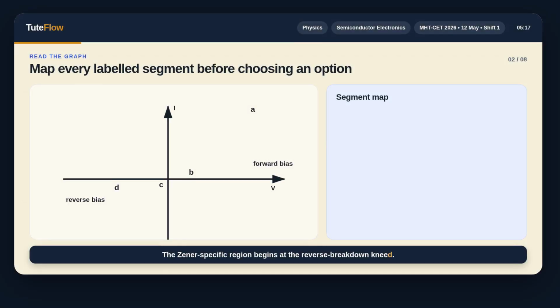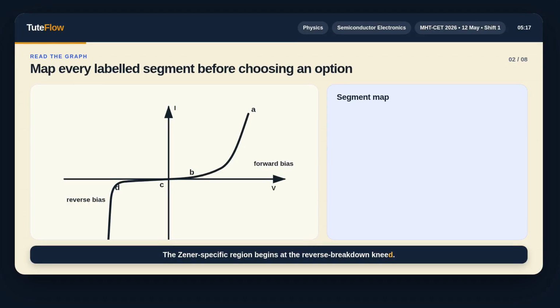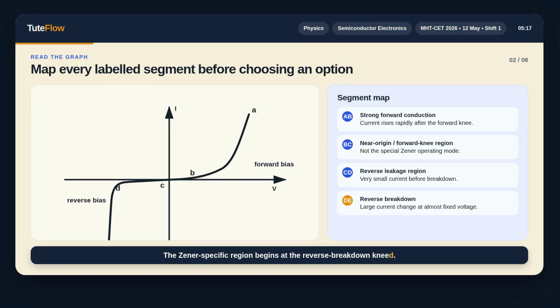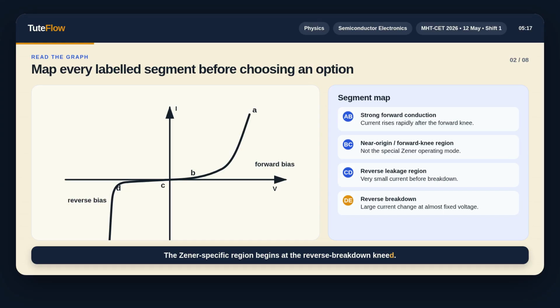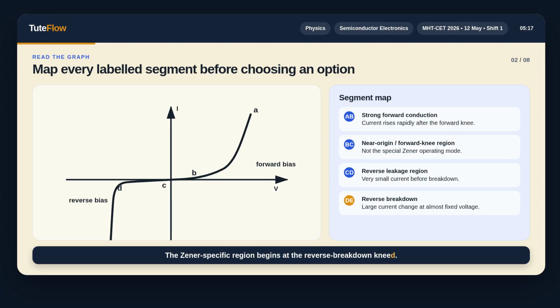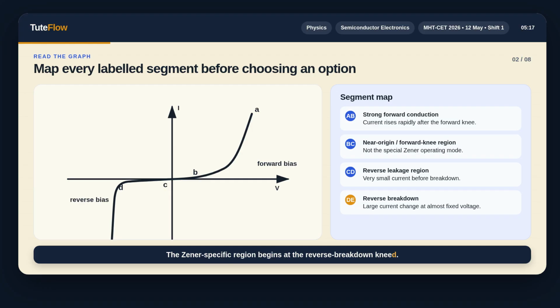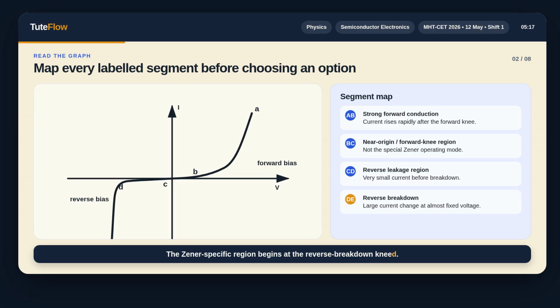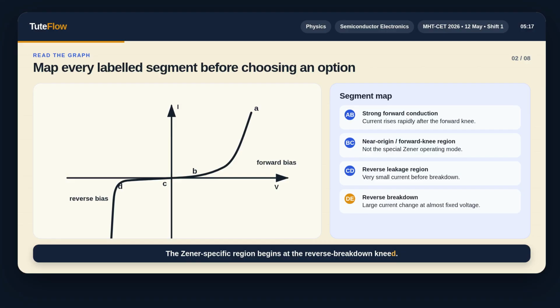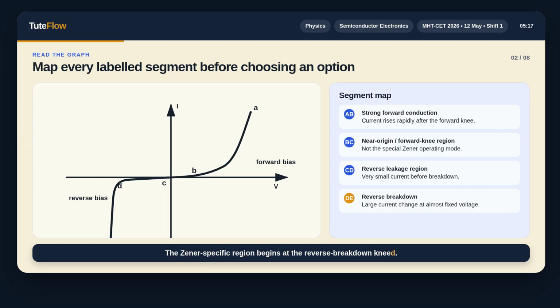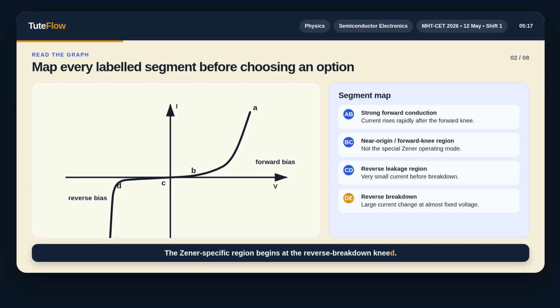Start by mapping the graph. Positive voltage and positive current form the forward bias quadrant. The curve rises slowly near B, then very rapidly towards A. On the left is reverse bias. From C towards D, only a very small reverse current flows. Beyond the knee at D, the current increases sharply downward towards E. This last portion is the reverse breakdown region. For a Zener diode, that breakdown is intentional and safe when the current is limited by a series resistor.